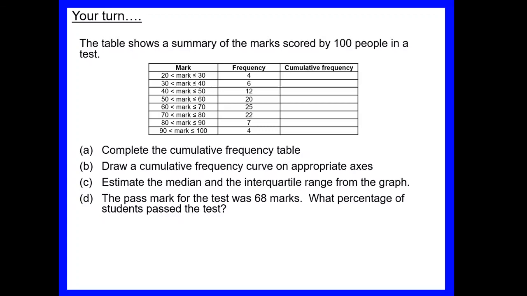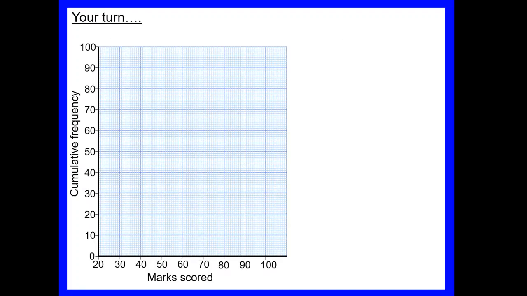Okay, let's have a look at the solutions then. So firstly, the cumulative frequencies should read 4, 10, 22, 42, 67, 89, 96 and 100. We then need to plot them on appropriate axes. So cumulative frequency on the vertical axis from 0 to 100 and marks scored along the horizontal axis, and I've gone from 20 to 100 in steps of 10. So you may have a slightly different layout for your graph. You may have used slightly different paper, that's okay. We should still get similar readings. So we're going to plot our values then, remember plotting to the maximum of the group and joining them with a smooth curve.